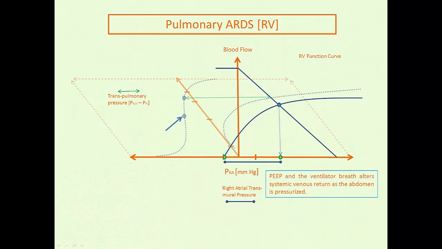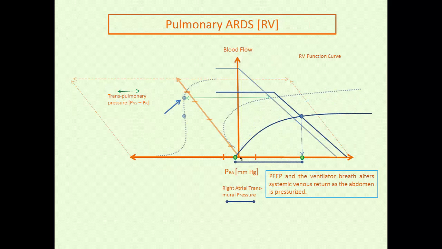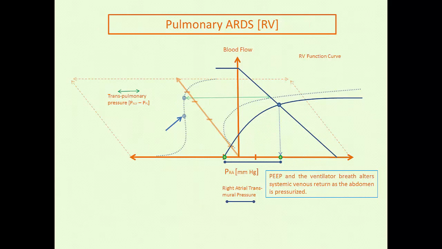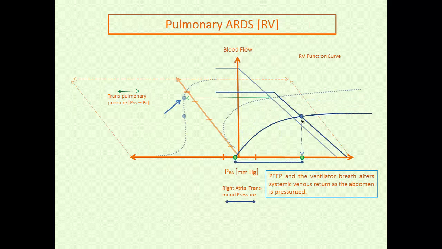So if we apply PEEP to this patient, as you apply PEEP, again, it has a couple of different effects. The first effect is that it shifts the right ventricular cardiac function curve rightwards as a function of the increase in intrathoracic pressure from here to here. It also further shifts the right ventricular cardiac function curve down and to the right. You can see that effect here, like that.